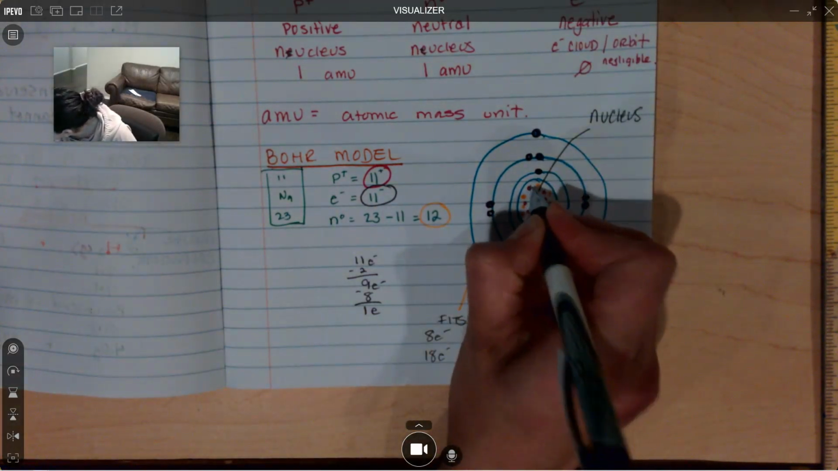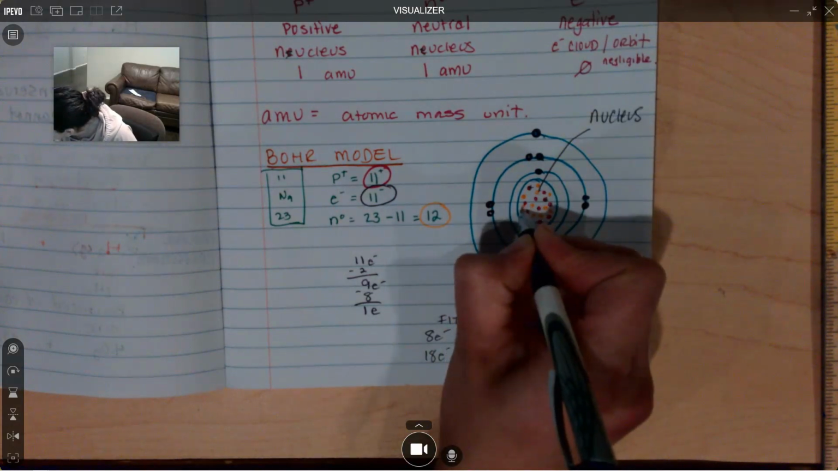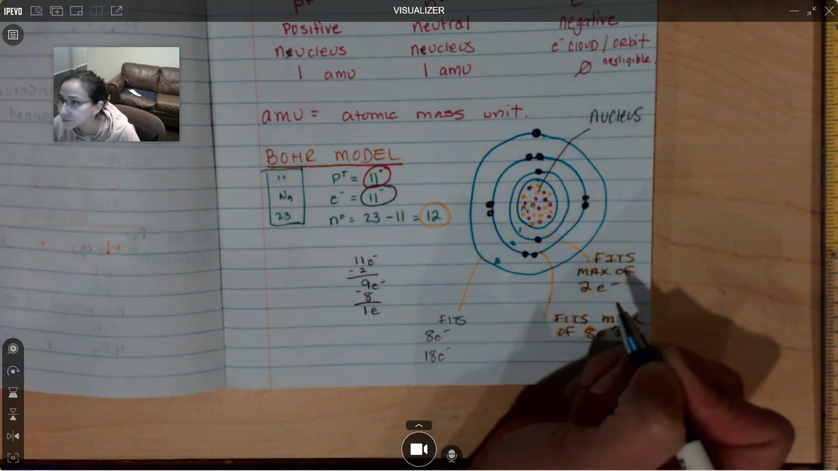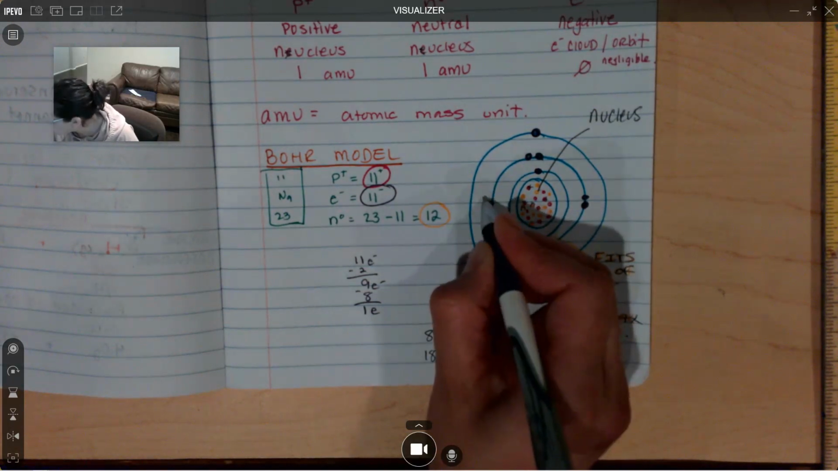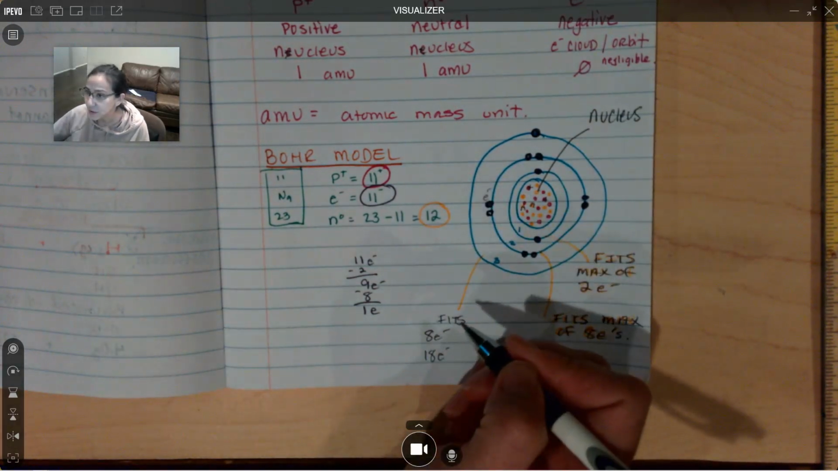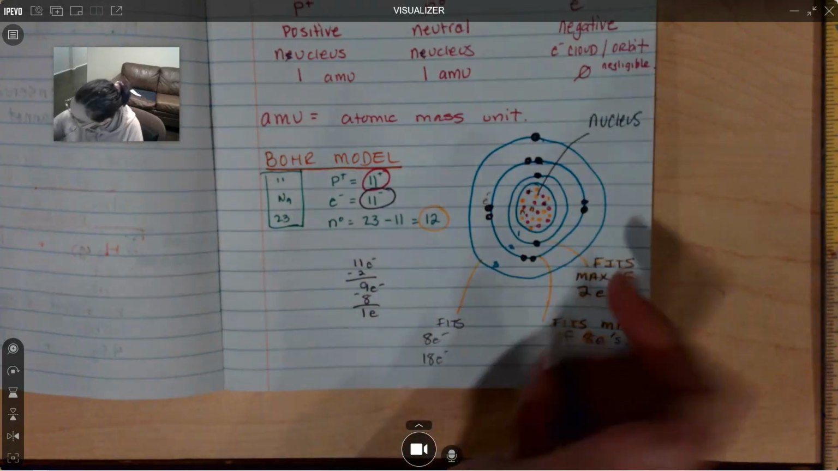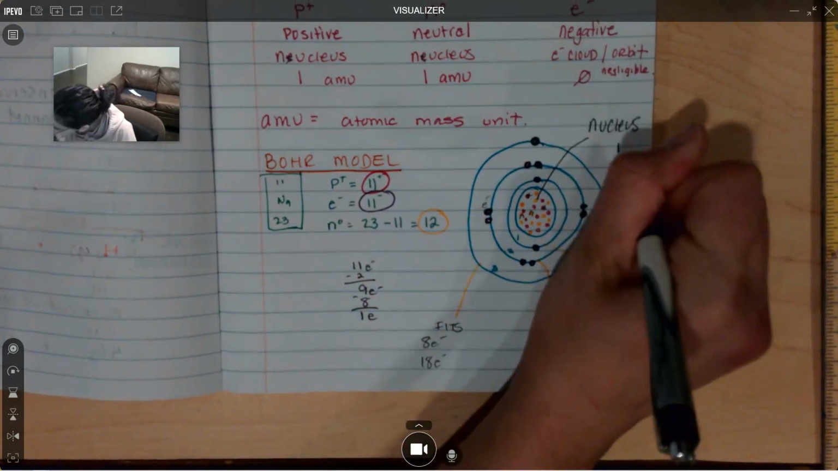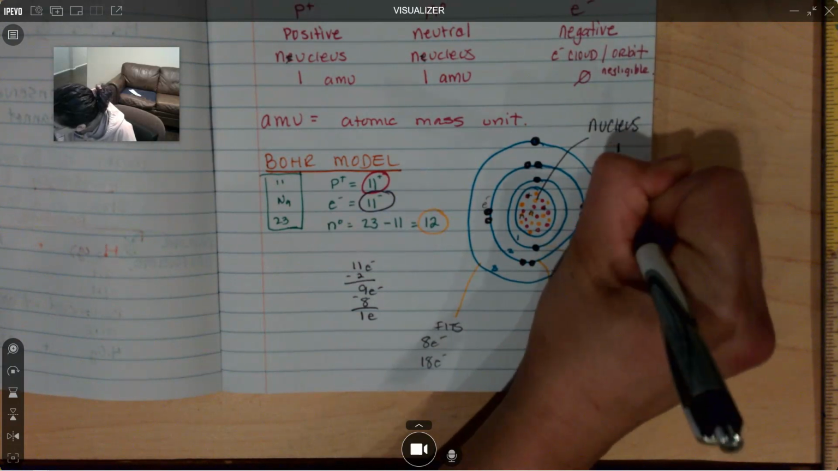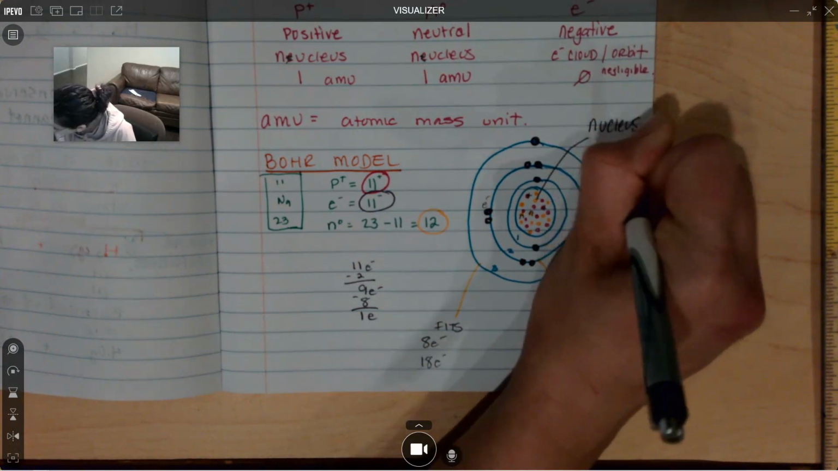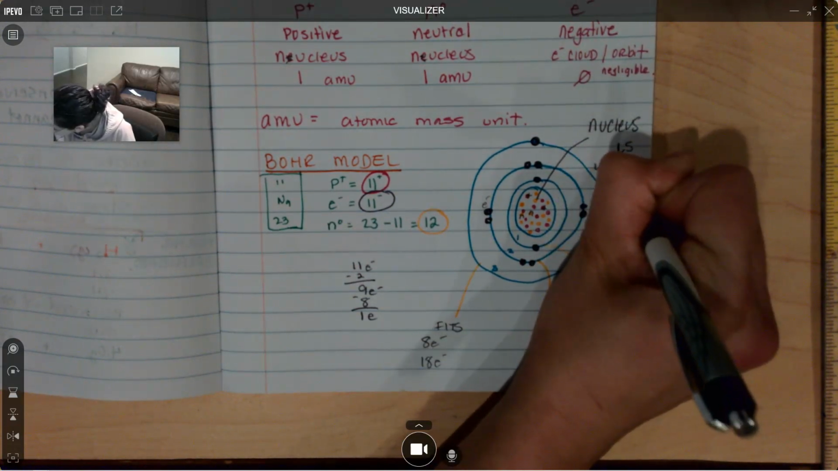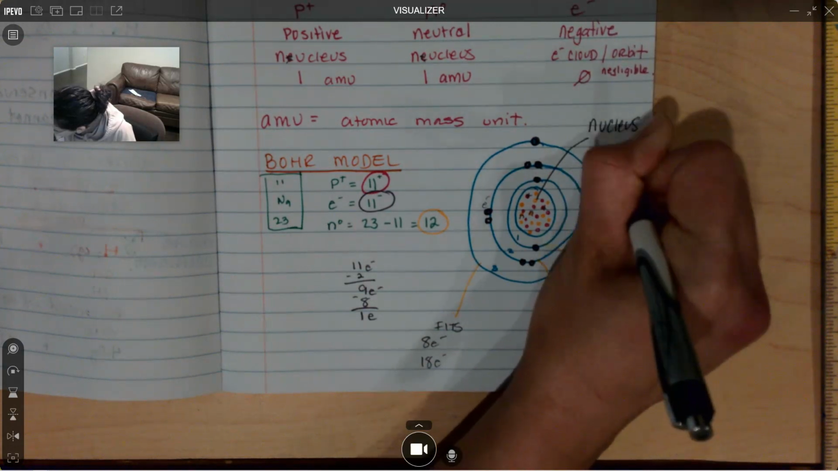Protons in the center, and neutrons also in the center, with electrons in the outer. Electrons pair up. Now the way that you pair up electrons when you're working on this one is going to be 1, 2, 3, 4, 5, 6, 7, 8.